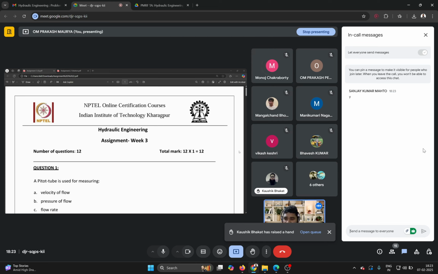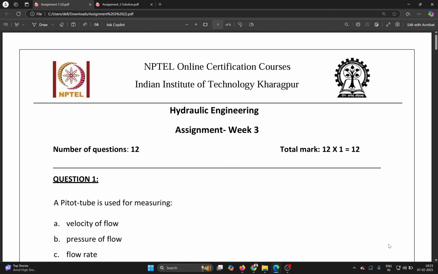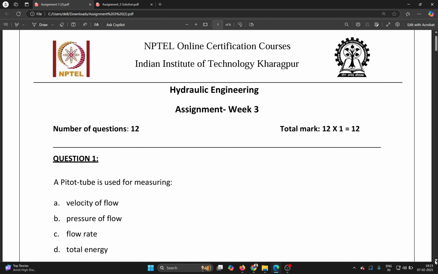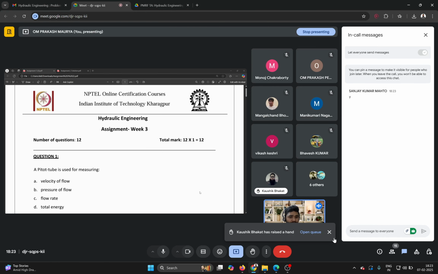Question one: the pitot tube is used for measuring the velocity of the flow, pressure of the flow, flow rate, or, fourth, total energy. So please write your answer in the chat box for question number one.